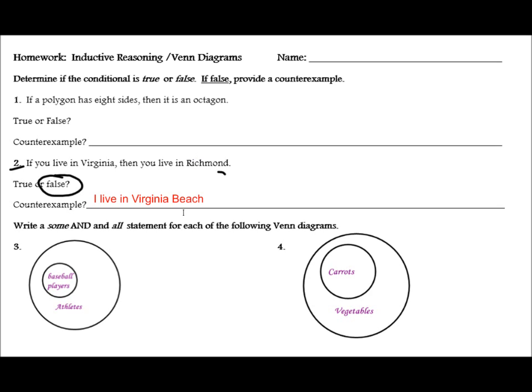It doesn't have to be too lengthy, it doesn't have to be really articulate. You just have to give an example where you live in Virginia, but you don't live in Virginia Beach.